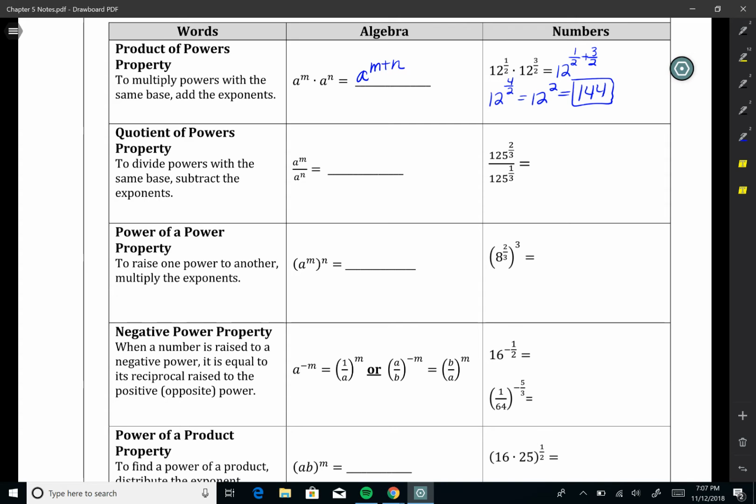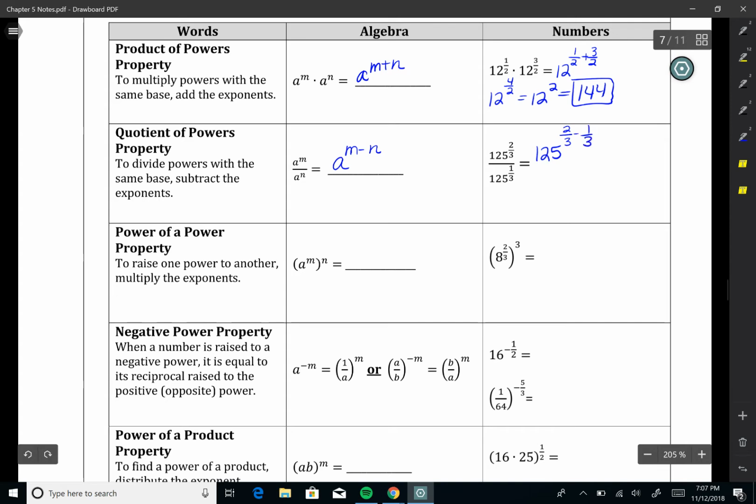Okay, let's move on to the quotient of powers property. To divide powers with the same base, subtract the exponents. So a to the m divided by a to the n will result in a to the m minus n. So I have 125 to the 2/3 divided by 125 to the 1/3. So that means I could write this as 125 to the 2/3 minus 1/3.